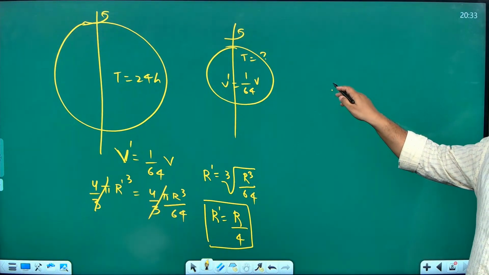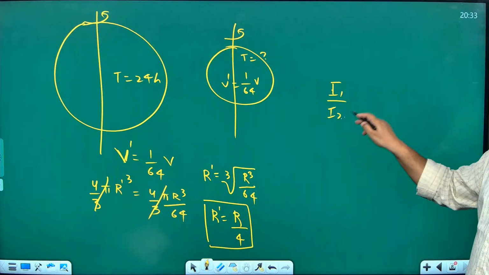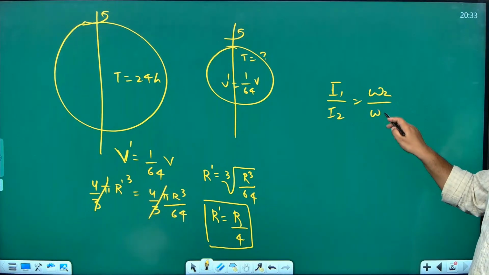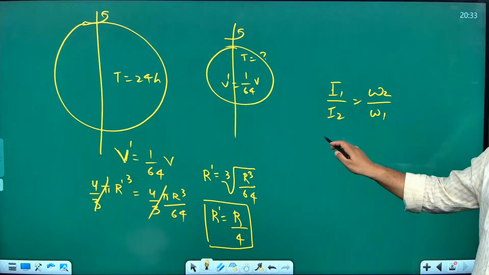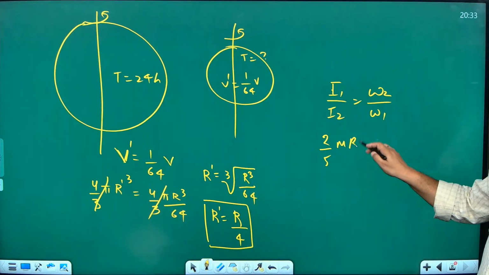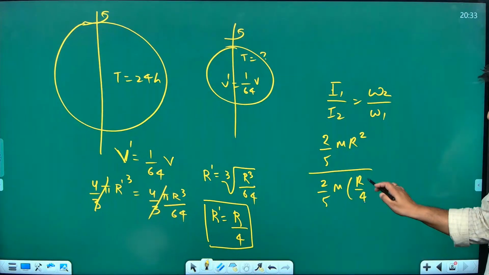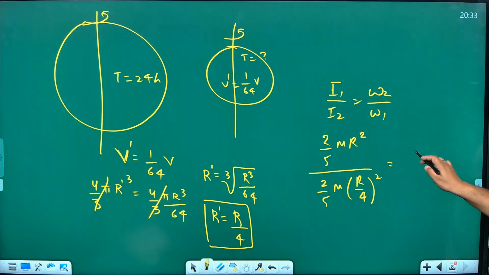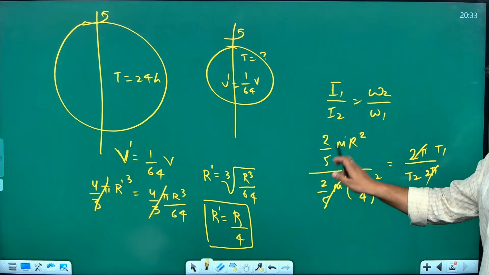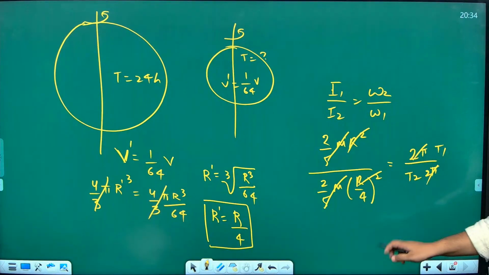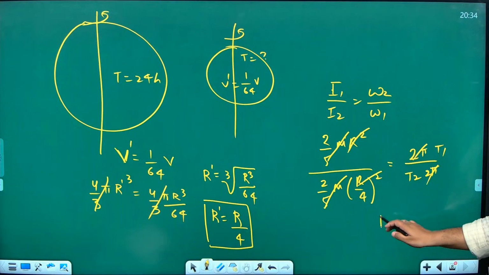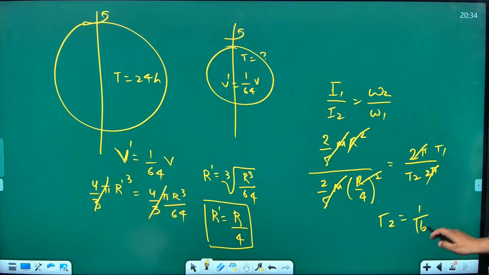We are going to do I1 by I2 is equal to omega 2 by omega 1. Don't you agree? So what is I1? 2 by 5 m r square. What is I2? 2 by 5 m, R by 4 whole square, is equal to omega 2, 2 pi by T2, by omega 1, 2 pi by T1. 2 pi gets cancelled. This gets cancelled, and r square gets cancelled. We are going to have 4 square is 16. So T2 will become equal to 1 by 16 times of how much? 24 hours.